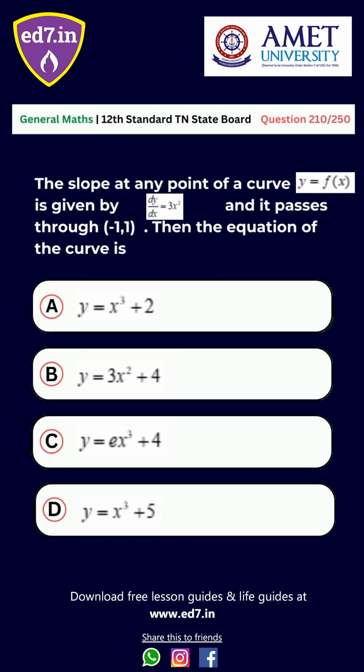Question number 210. The slope at any point of a curve y equal to f of x is given by dy by dx equal to 3x square and it passes through minus 1 comma 1. Then the equation of the curve is? Option A, y equal to x cube plus 2. Option B, y equal to 3x square plus 4. Option C, y equal to 3x power 3 plus 4. Option D, y equal to x cube plus 5. The correct option is option A, y equal to x cube plus 2.